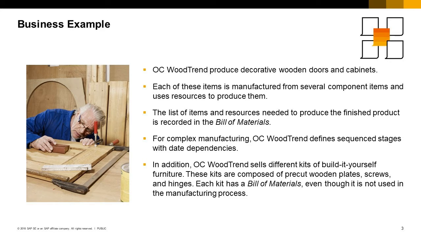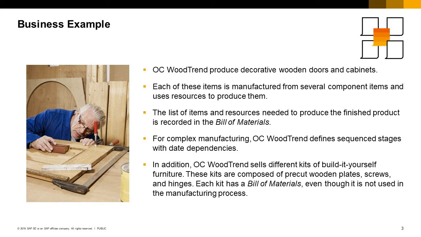In this example, we look at the company OC Wood Trend, which produces custom wooden doors and cabinets. Each of these items is manufactured from several component items and uses resources to produce them. The list of items and resources needed to produce the finished product is recorded in the bill of materials. For complex manufacturing, OC Wood Trend defines sequenced stages with date dependencies.